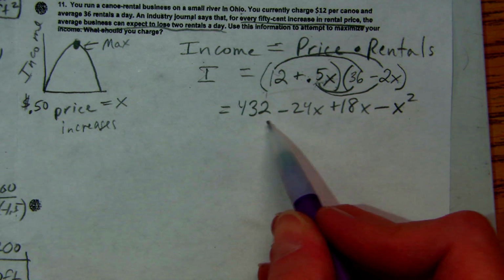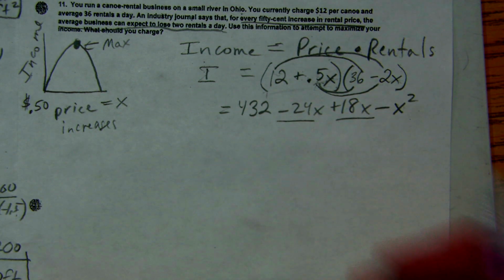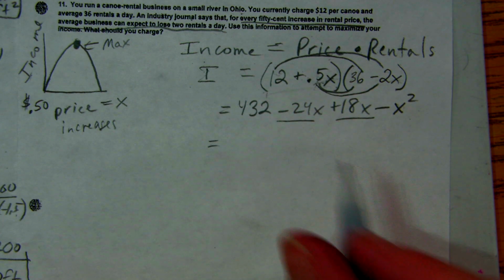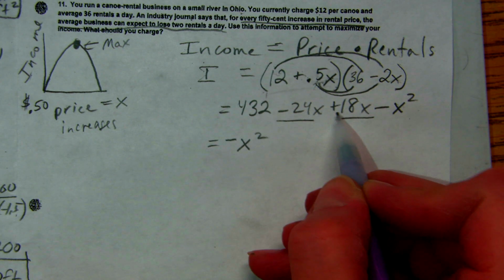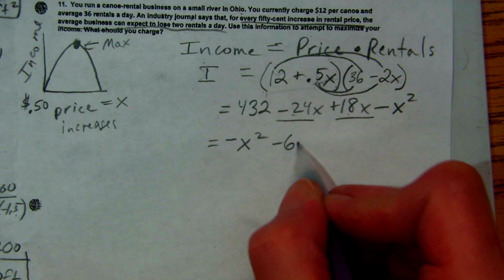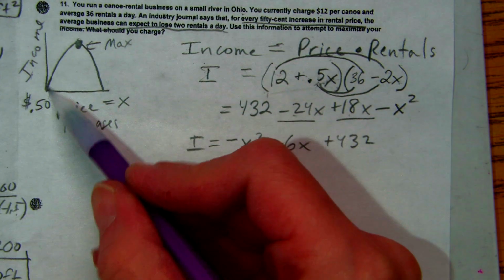And then we want to combine like terms and put this into the order that we're used to working with. So if we're putting it in order, what would we want first? Negative x squared. And then my x term is in the middle, so negative 24 and positive 18 is negative 6x, and then plus 432. So this is the curve that we're looking at.